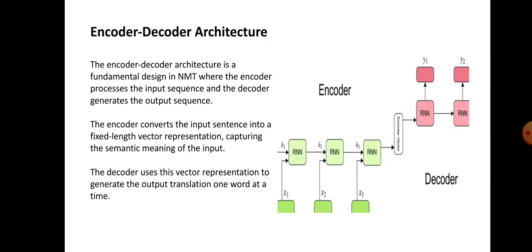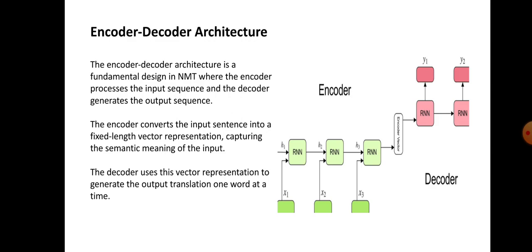Next, encoder decoder architecture. So encoder decoder architecture is a fundamental design in NMT where the encoder processes the input sentence and the decoder generates the output sentence. The encoder converts the input sentence into a fixed length vector representation, capturing the semantic meaning of the input. The decoder uses this vector representation to generate the output translation one word at a time.